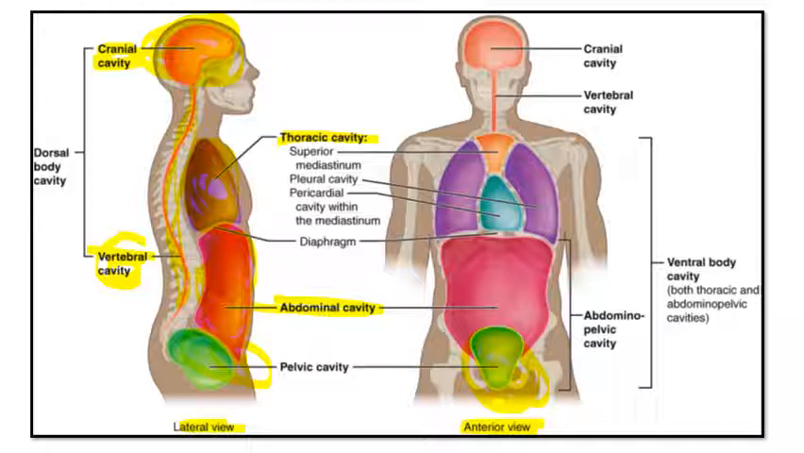So here, looking at the anterior view, we have the pelvic cavity, we have the abdomen or the abdominal cavity, we have the thorax or the thoracic cavity. Right? And then we have the cranial cavity.